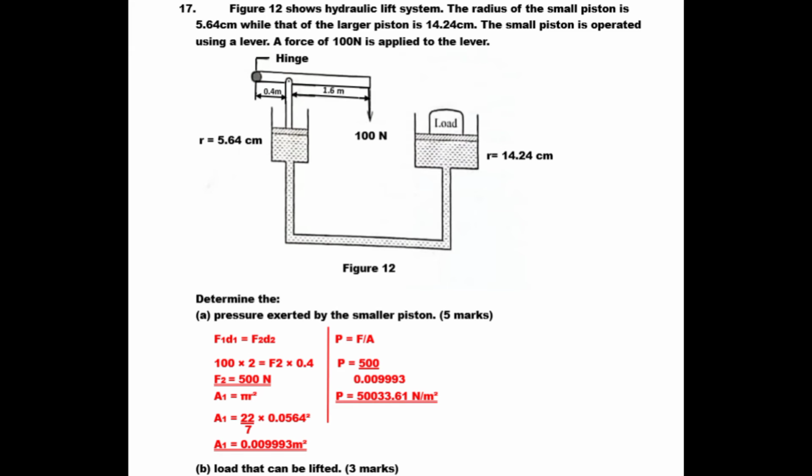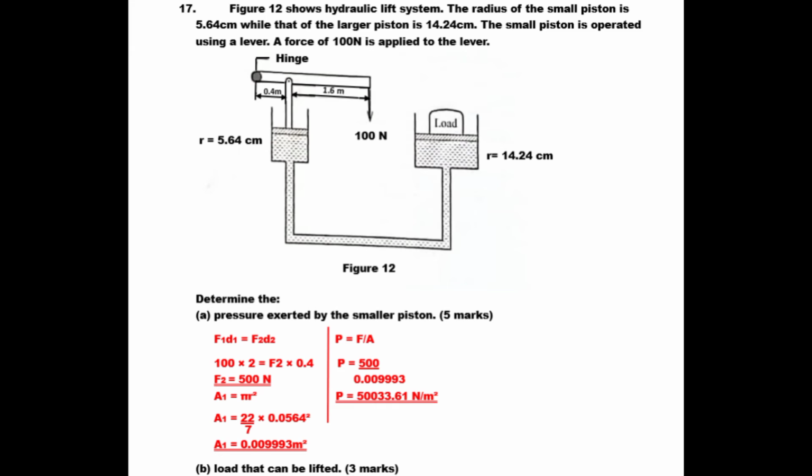Figure 12 shows a hydraulic lift system. The radius of the small piston is 5.64 centimeters, while that of the larger piston is 14.24 centimeters. The piston is operated using a lever. A force of 100 Newton is applied to the lever. Determine the... So you can first see the diagram. So that means we have a lever and we have a hydraulic lift. These are 2 systems combined.